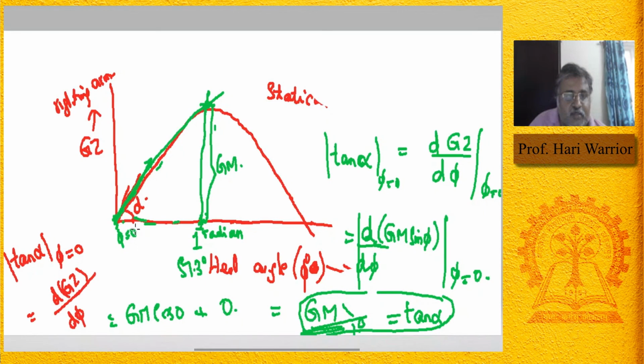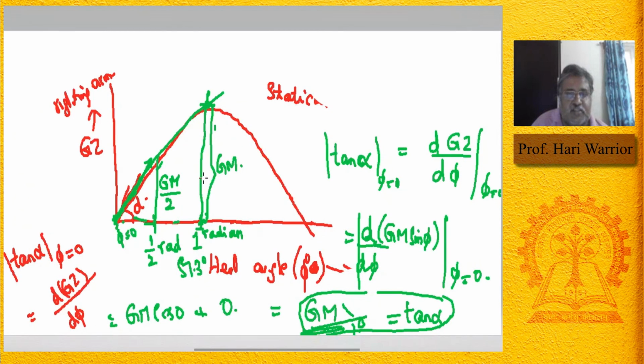You can take here half a radian. I'm just saying this, this is not done in practice. I'm just telling you so that you might understand this better. You can take this as half radian, and if I take here a distance as GM by 2, then also you will get the same thing. It is the same ratio.